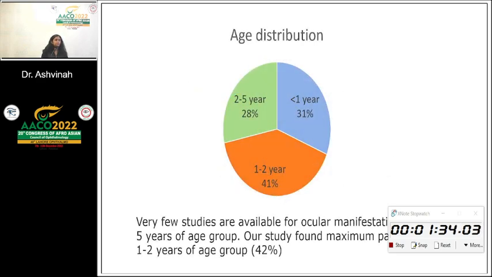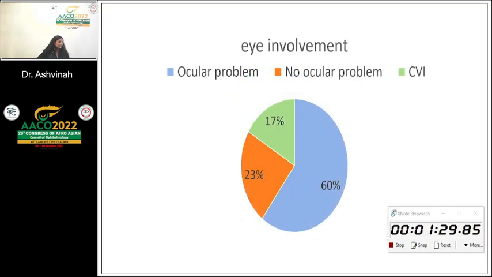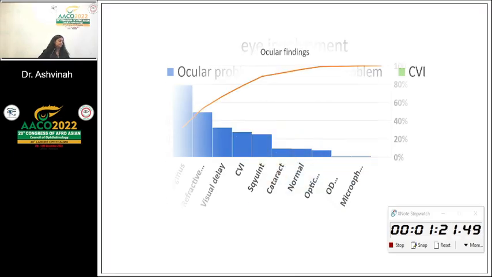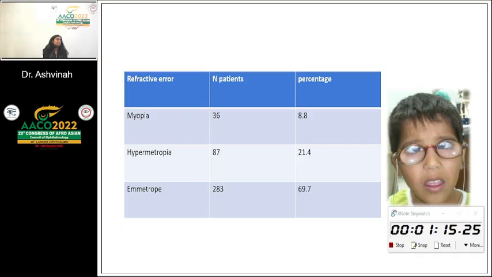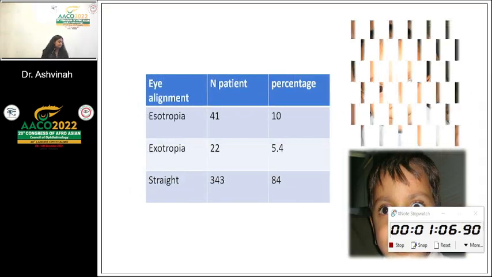The age distribution was 1 to 2 years, which had the highest number of children, and 60% of our children had an ocular problem, and this was in line with other studies that were done in other countries, not in our own. Nystagmus was the commonest finding. 30% of these children had a refractive error, and hypermetropia was the commonest, with 70% of these children having it.